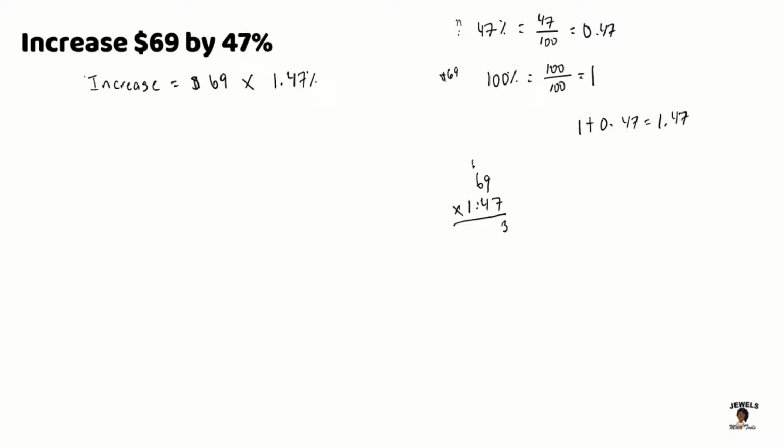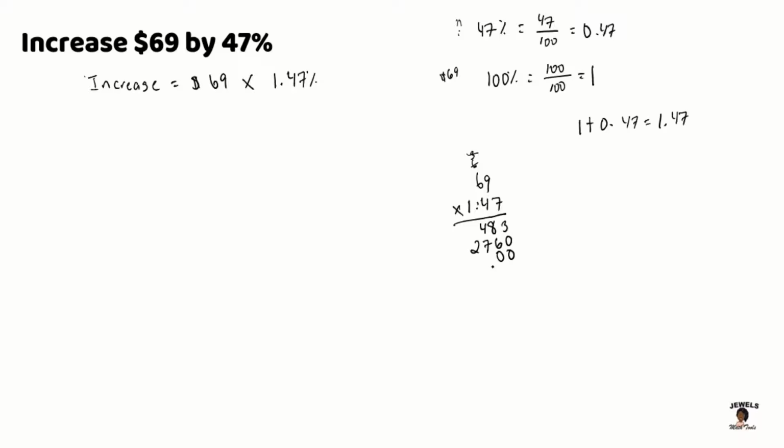7 times 9 is 63. We put our 3, carry the 6. 7 times 6 is 42, plus 6 will give us 48. I'm going to add my 0 and begin multiplying by my 4. 4 times 9 is 36. We'll put our 6, carry the 3. 4 times 6 is 24, plus 3 is 27. Put down our entire 27. So now that I'm done multiplying by my 7 and by my 4, I'll add in a 0 for both of those numbers and begin multiplying by my 1.